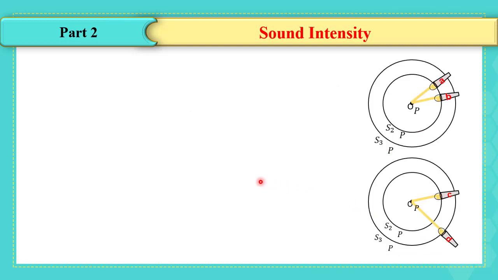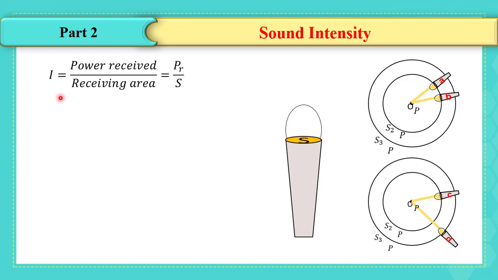To deal with this phenomenon, we need to define a new physical quantity, and they call it acoustic or sound intensity I, which is equal to the sound power received per unit area placed perpendicular to the direction of the propagation of the sound wave. Note that a microphone, like the human ear, has a receiving surface S.